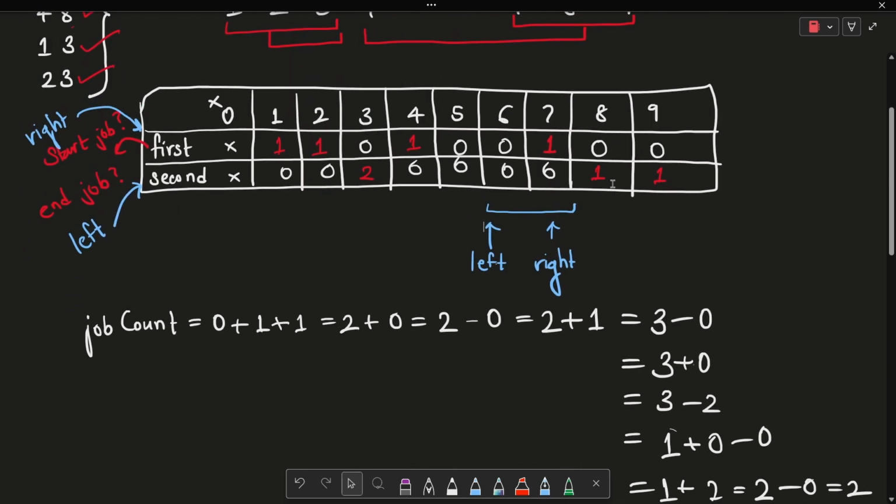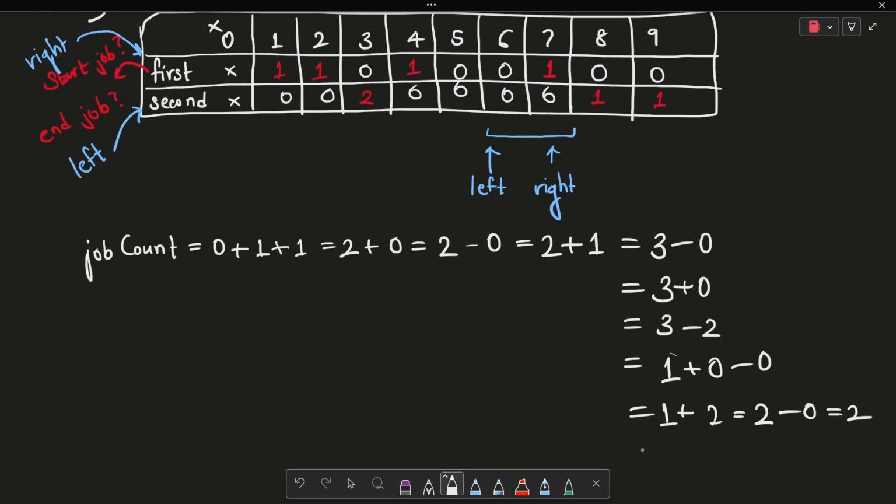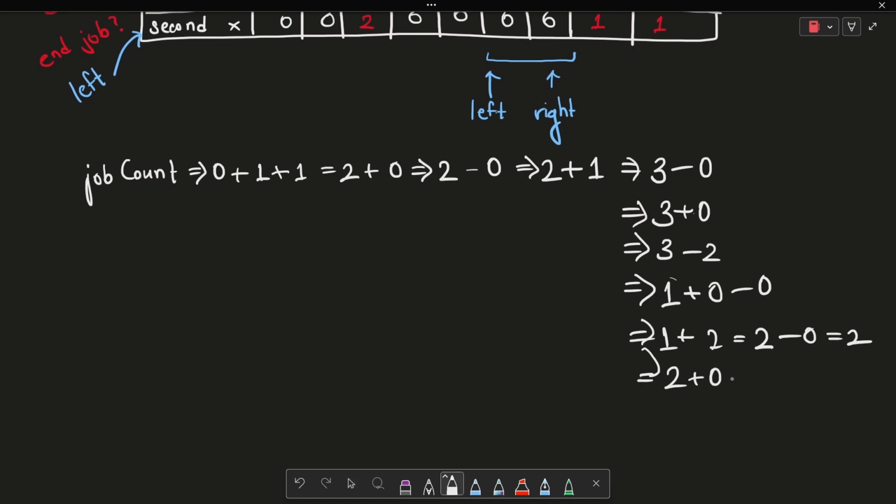Again, do I have a job here? No, I don't have. So 2 plus 0. And also I should not write here equal to. I should write here this. I should write here this. Okay, right. You should understand this, right? This is not equality. This is just progressing of job count. So no new job is adding. And is there a job ending on the 6th day? No. So minus 0. So this again stays 2.